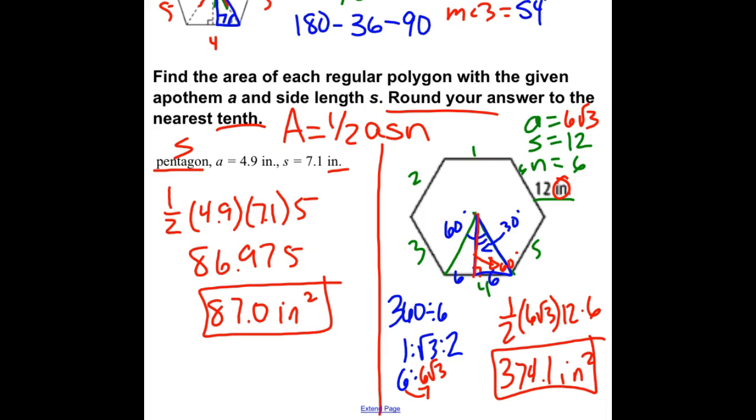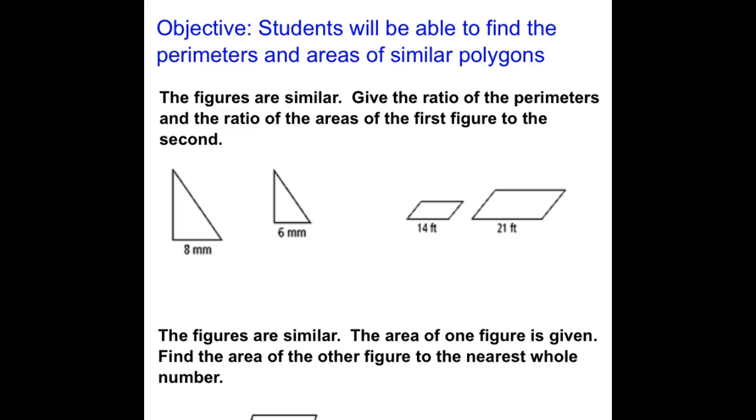After that, we talked about being able to find the perimeter and areas of similar polygons. So since the figures are similar, give the ratio of the perimeters and the ratio of the areas of the first to the second. So this is where we talked about A to B and A squared, B squared. This is your scale factor, A/B, or your perimeter ratio. This is your area ratio, A squared, B squared. And so those are what we want.